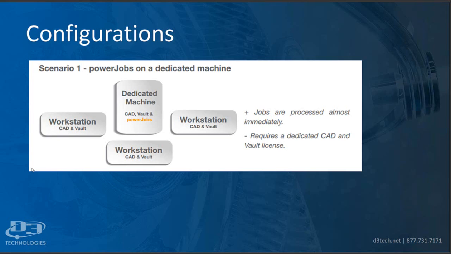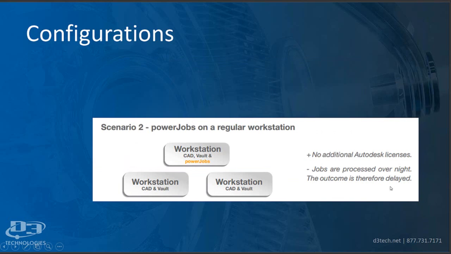The downside to this scenario is it does require a dedicated CAD and Vault license. If you don't have spare licenses or you're not using a shared pool of network licenses, then maybe a dedicated machine's not for you, and we can move to scenario 2, which means we put this PowerDrop on somebody's workstation. And that means that it doesn't require an additional Autodesk license. That's the upside. The downside is it may not be immediate.